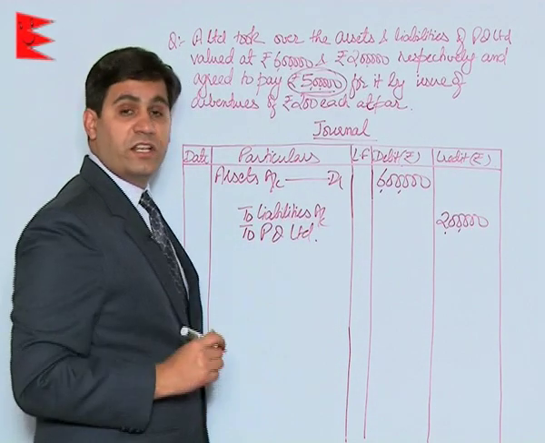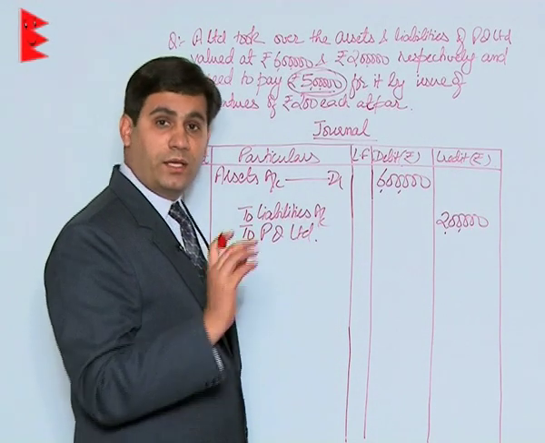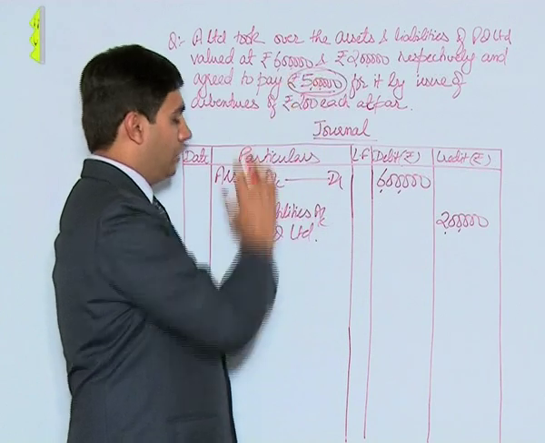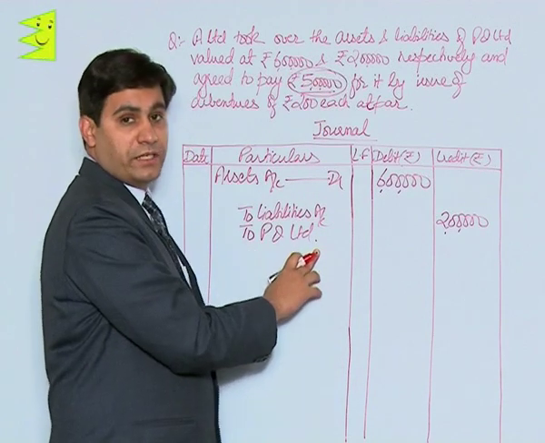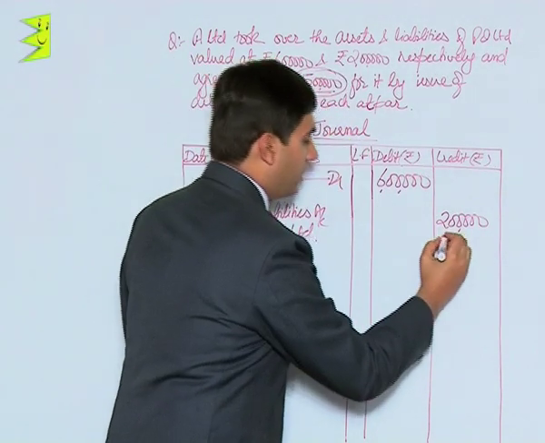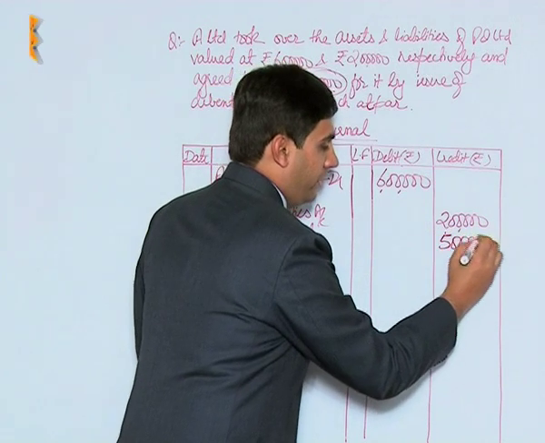Now students, certain purchase consideration is to be paid to vendor. In this case, the vendor is PQ Limited. So we have written to PQ Limited and the purchase consideration is agreed to be 5 lakh.